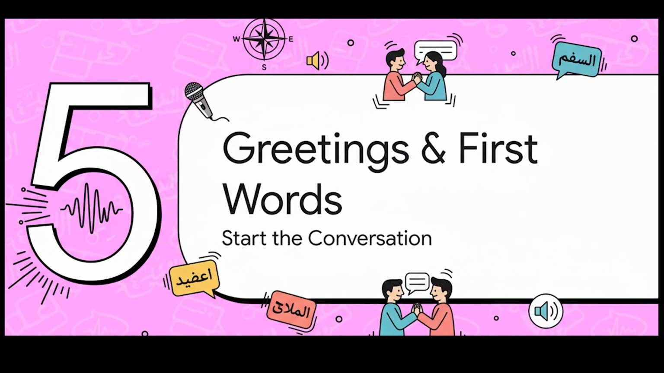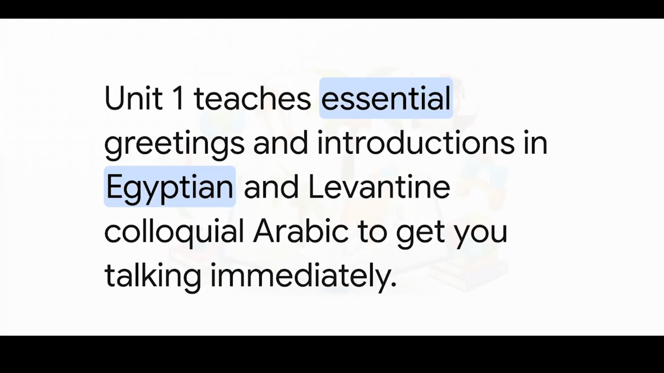And that is the perfect segue to the really fun part. Actually using the language. Unit 1 isn't just a bunch of rules. It's designed to get you speaking right from the get-go. From the very beginning, you're going to learn super useful phrases for greetings and introductions. And the book focuses on 2 really big dialects, Egyptian and Levantine, which is spoken in places like Syria and Lebanon. This means you immediately have the tools to say hello, ask someone their name, and reply. It's all about giving you practical, real-world communication skills from day one.